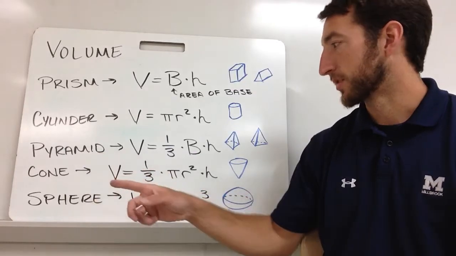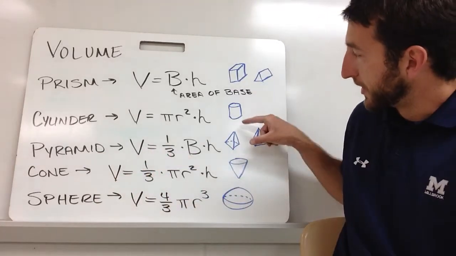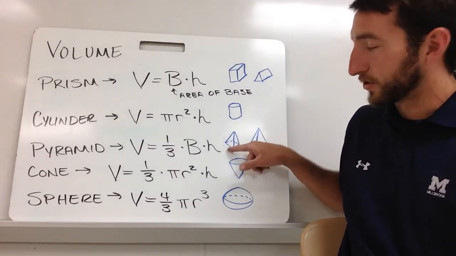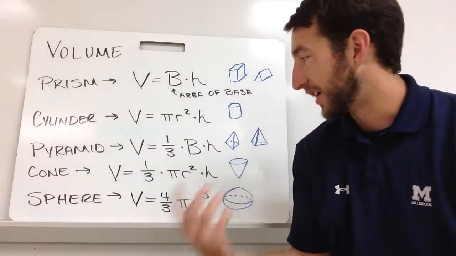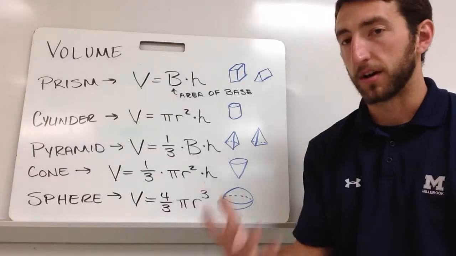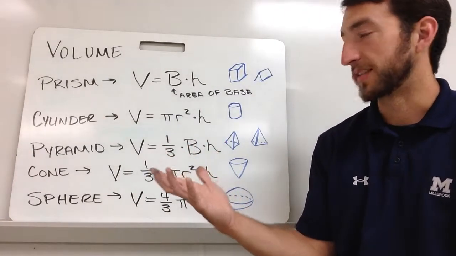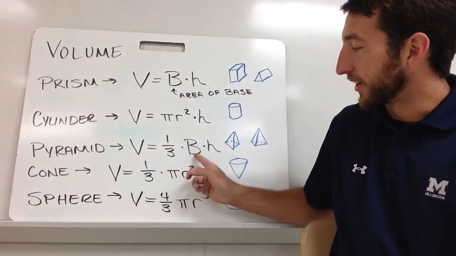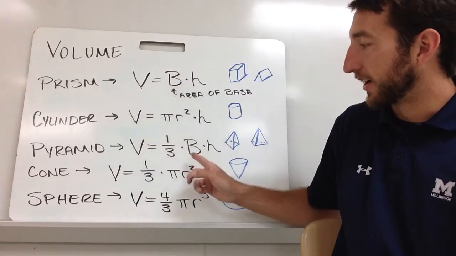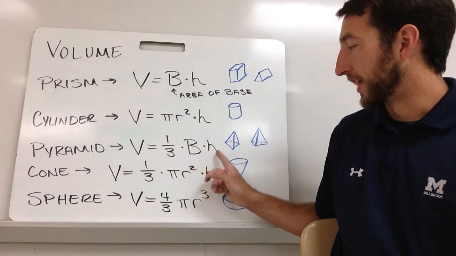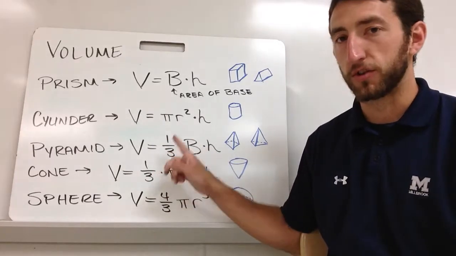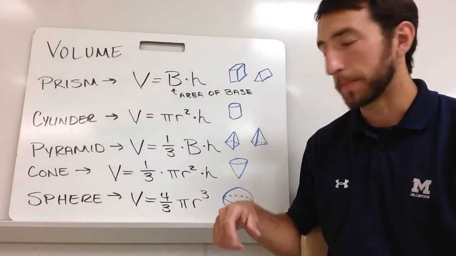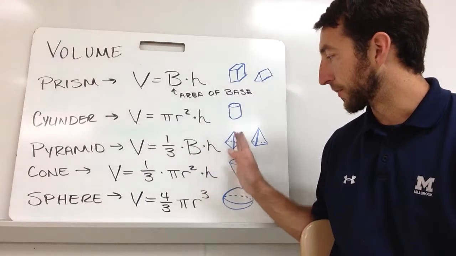All right, next up we talk about pyramids. Pyramids are just like prisms except they come to a point. They can have a triangle base, square base, rectangle base, a pentagon, a hexagon, any of those bases. What we want to do is find the area of that shape first. Remember that uppercase B is the area of the base. Multiply by the height, and then we're going to take a third of it. You can either multiply by a third, or you can divide by 3. So that would be a pyramid.